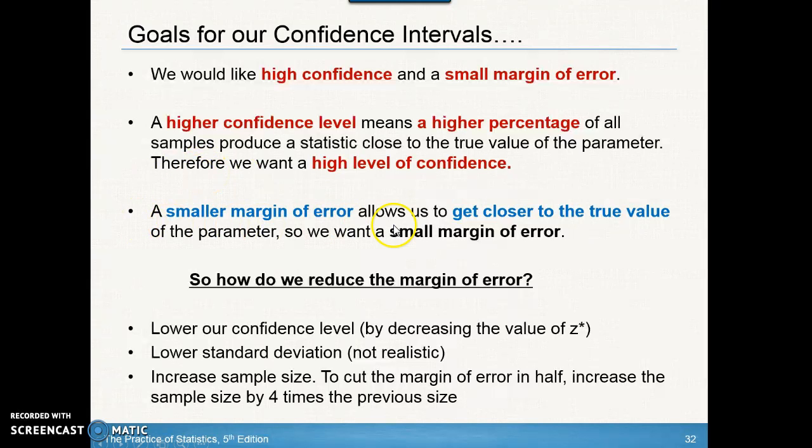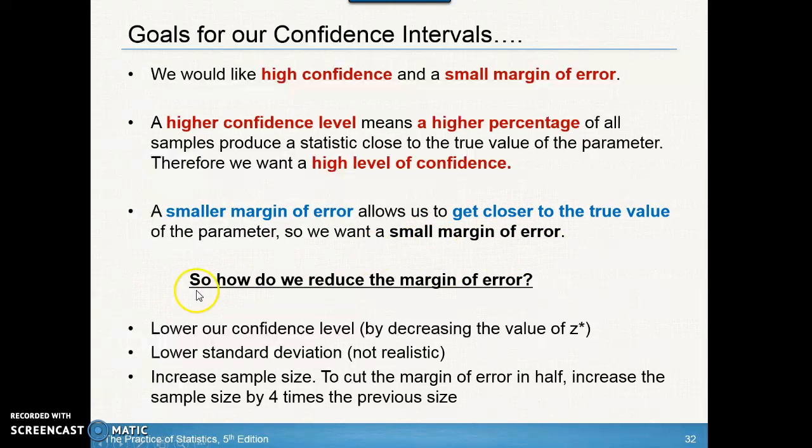A smaller margin of error allows us to get closer to the true value, so we want a small margin of error, because remember, we're using this confidence interval to estimate what the true population mean or proportion is, because we don't know what it is. So since we're using it to estimate the true population mean or proportion, we want a small margin of error to get us closer to what the true value actually is.